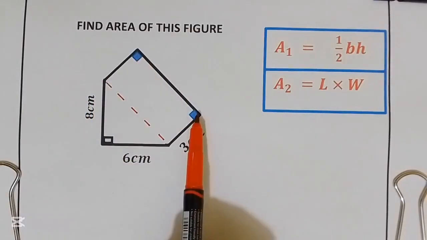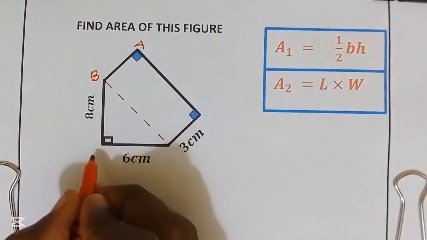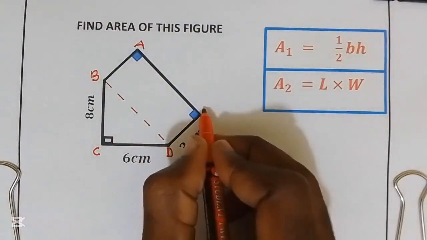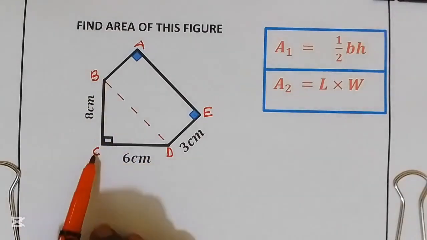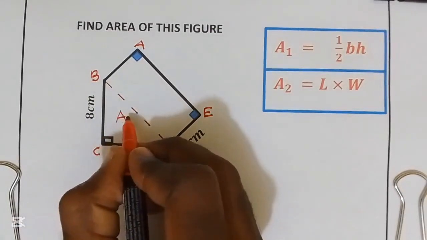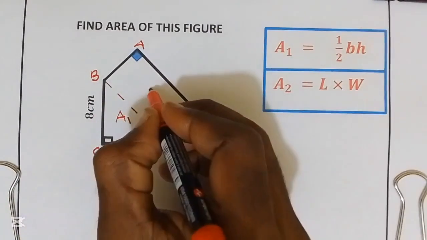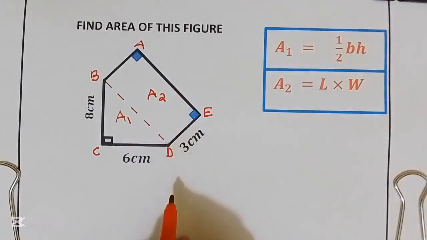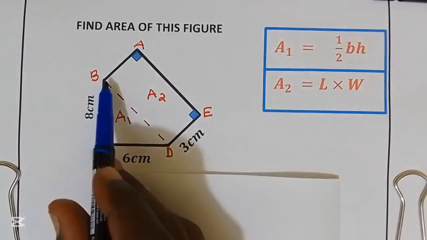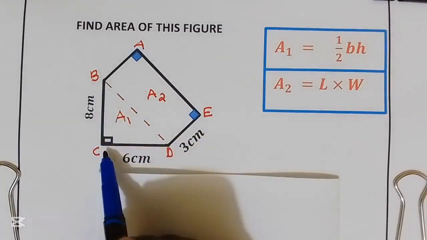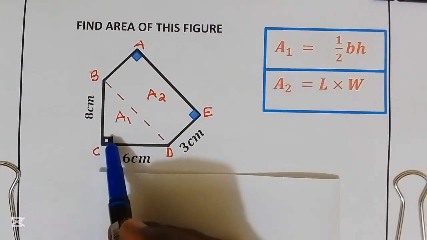Let us name the figure. We can call it A, B, C, D, and E. We will call triangle BCD area 1 and the rectangle ABDE area 2. First, let us find area 1, which is the area of the triangle having the base as 6 and height as 8. We have a right-angled triangle over here.